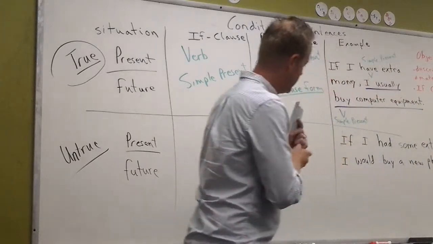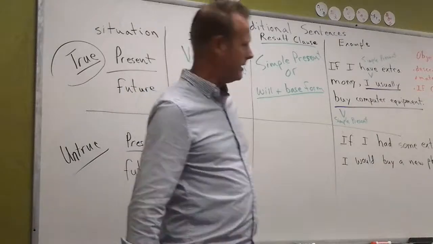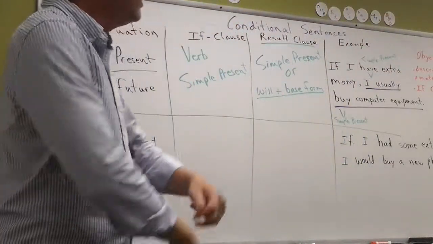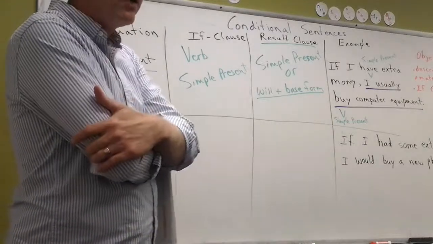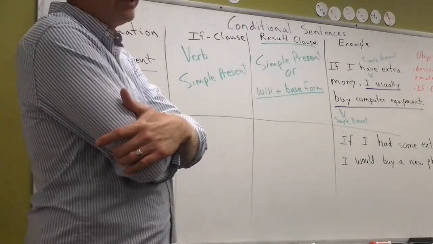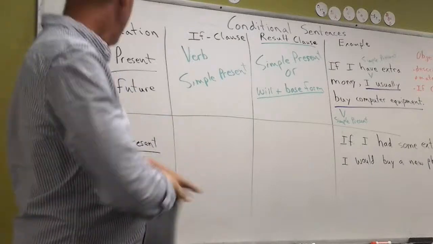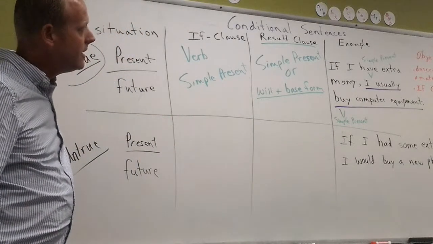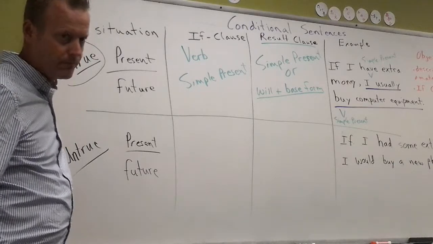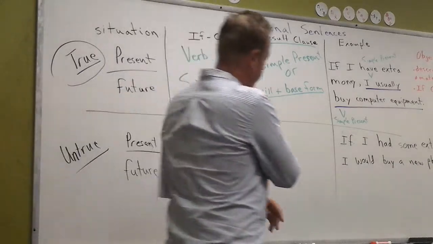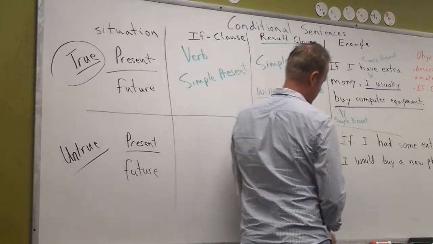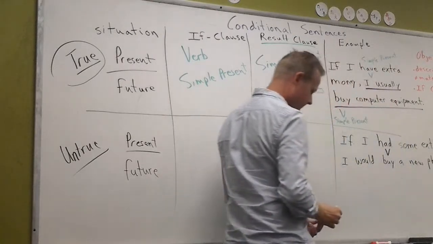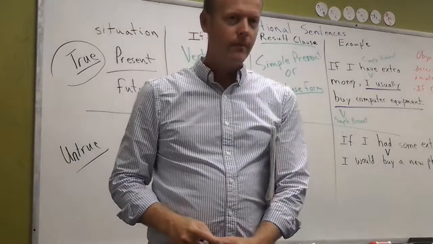All right, now let's take a look at this. Let's just stop a second. If I say that, if I had some extra money, I would buy a new phone, let me ask you a question. Do I have extra money? No. That's what's untrue. See, it's making the if statement untrue. Where's the verb in the if clause? Had. Good. But teacher, how can I use the past and continue with the simple present?